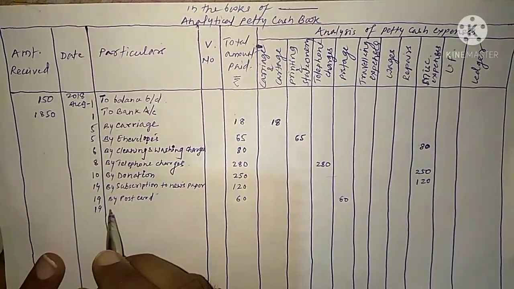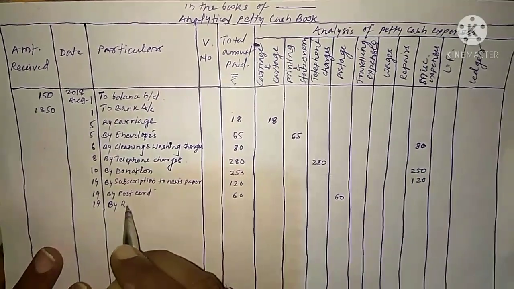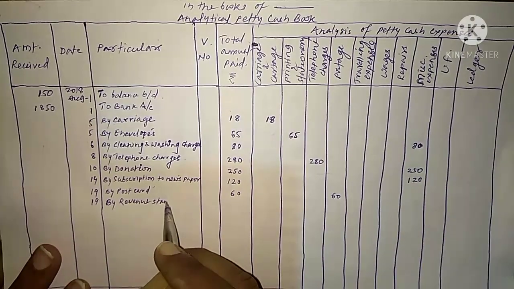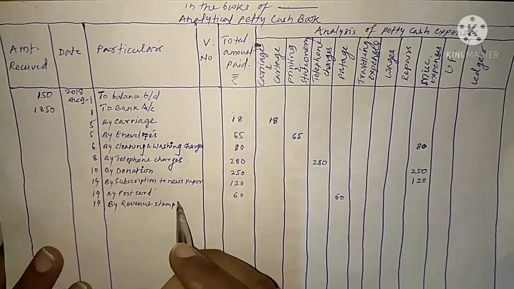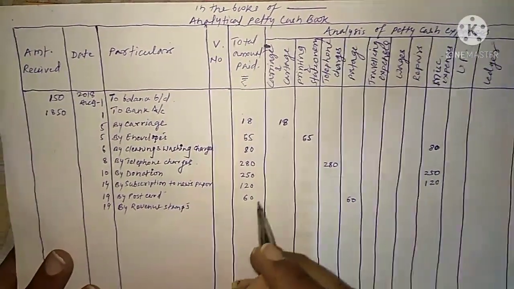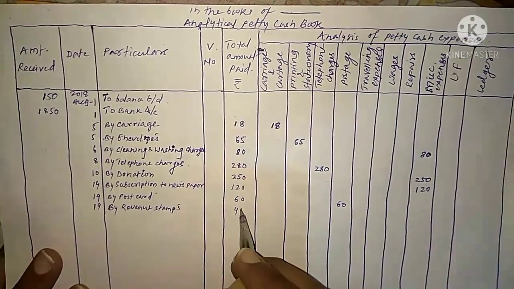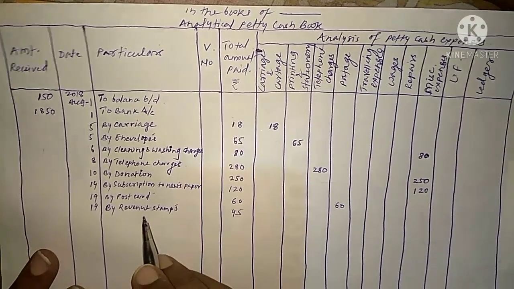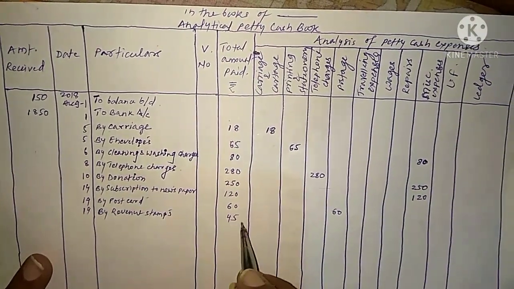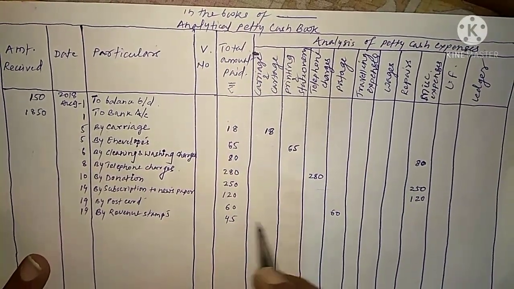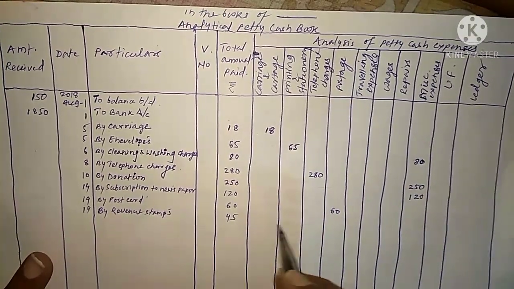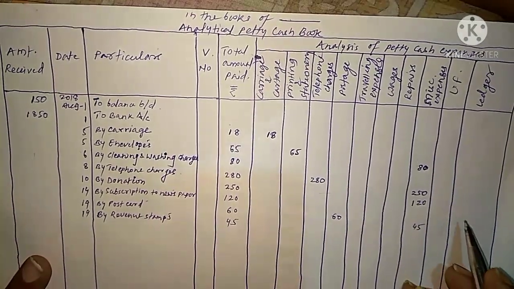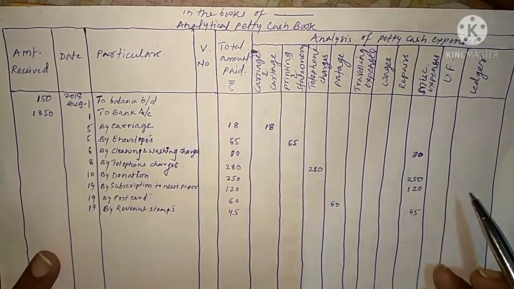And then again for 19th, for revenue stamps. So here we have to write by revenue stamps 45. And for revenue stamps we have to show this expenditure to the accounting head, that is the miscellaneous expenses 45. Again we have to transfer to their respective head, that is the miscellaneous expenses.